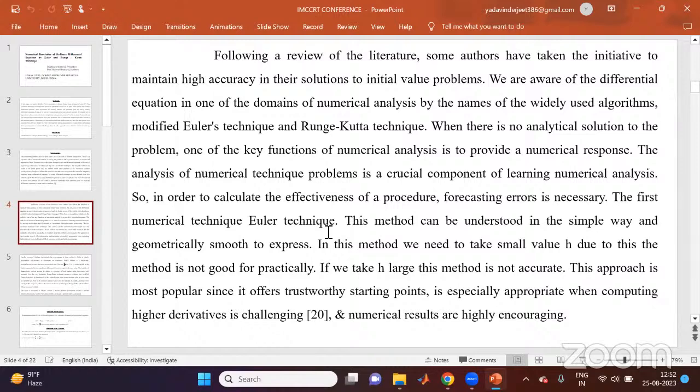The first numerical technique is the Euler technique. This method can be understood in a simple way and is geometrically smooth to express. In this method, we need to take a small step h. Due to this, the method is not good for practical use. If we take h large, this method is not accurate. This approach is most popular since it offers trustworthy starting points and is especially appropriate when computing higher derivatives is challenging, and numerical results are highly encouraging.